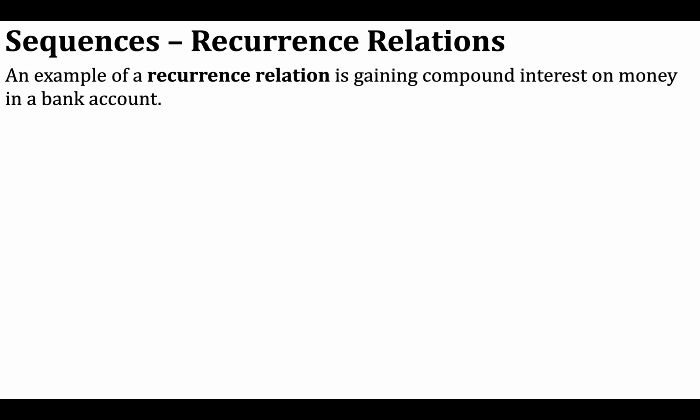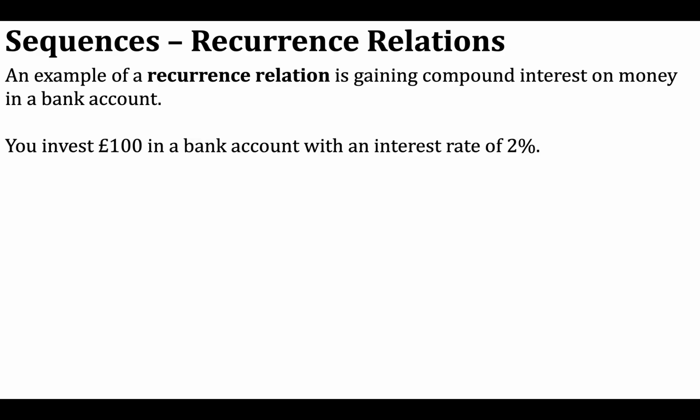Now, an example of a recurrence relation is gaining compound interest on money that you put into a bank account. You've probably met quite a few percentage problems like this in National 5. So I suppose the compound interest chat here isn't going to be alien to you as such. So you invest £100 in a bank account with an interest rate of 2%. So we know then that the initial value is U0, which is £100.